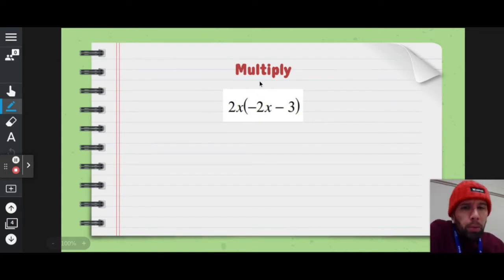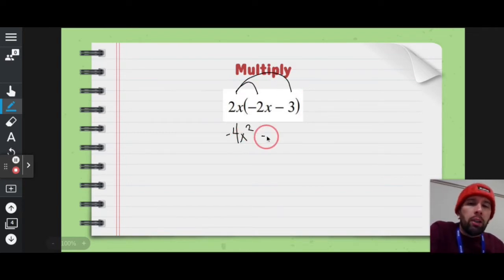All right, multiply. This is regular old distributive property. 2 times negative 2 is negative 4. X times x is x squared. 2 times negative 3 is negative 6. X times nothing is x. Pretty simple. These terms don't combine because one's an x squared and one's an x.